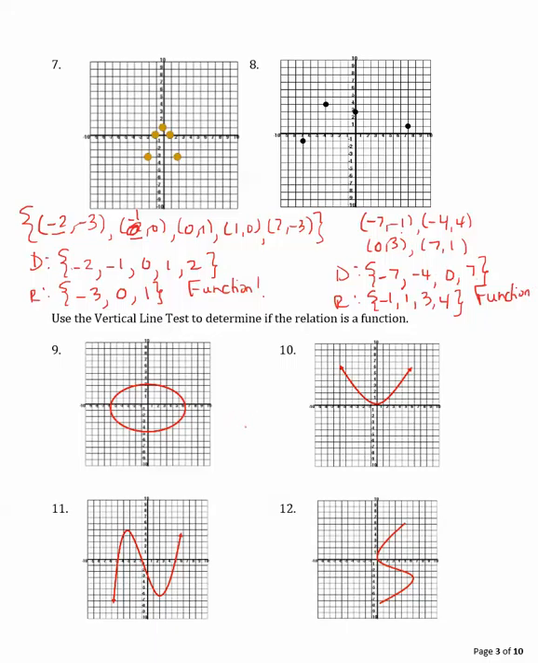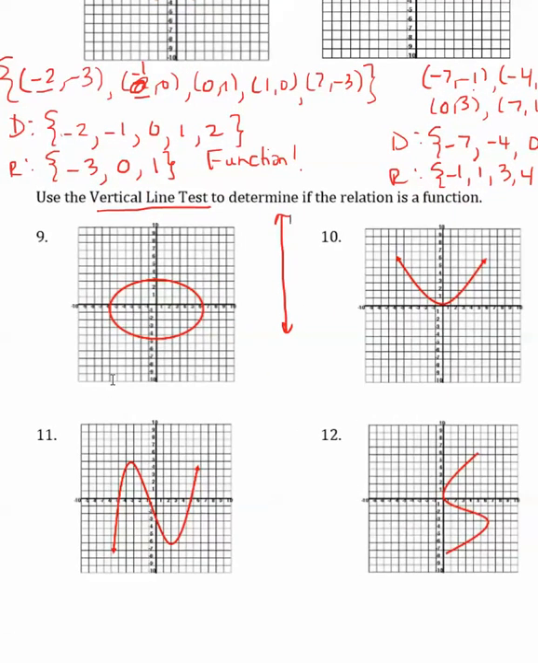Now when you have a graph where you do not have separated points, but it's a connected graph, you're still looking to see that the x-coordinates do not repeat. And one way to test that with a graph is to apply a vertical line test. A vertical line goes straight up and down. Now if a vertical line crosses through the graph more than once at the same x value, then it's going to fail the vertical line test and it's not a function.